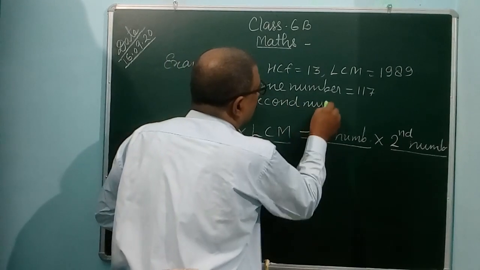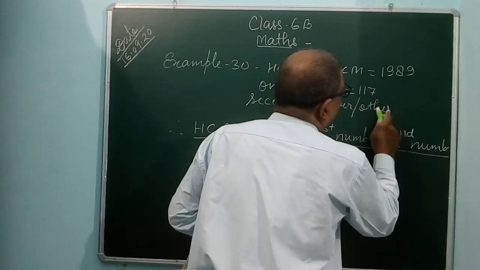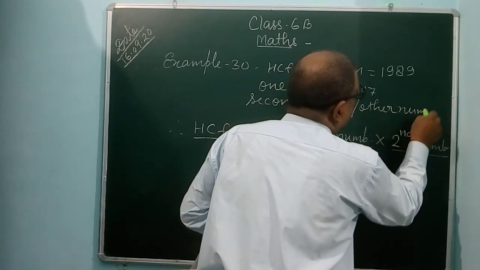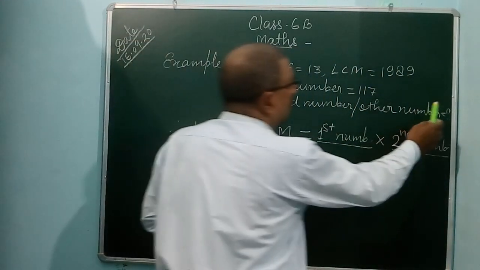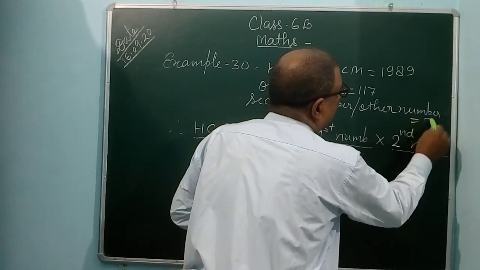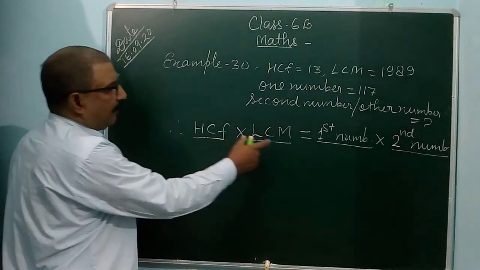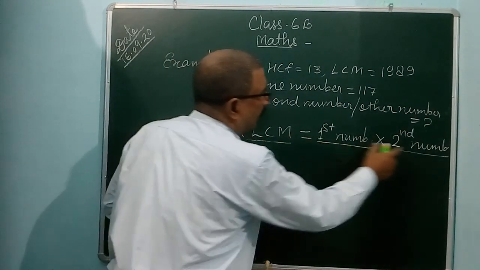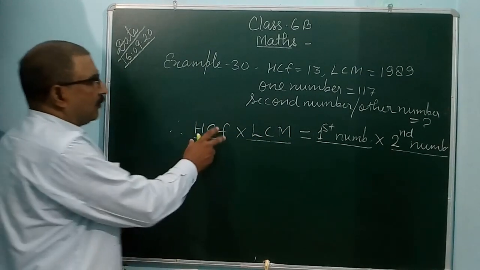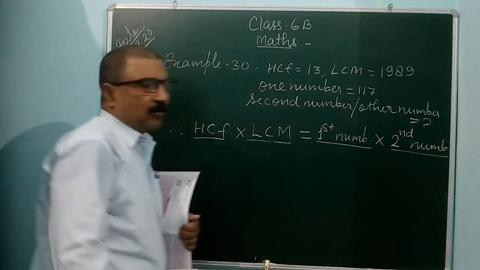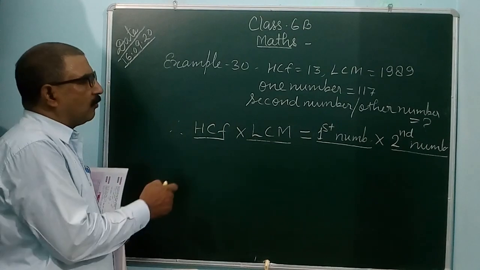Other number, same thing. You can find out the other number. So in this way, other number, question mark. What is the other number? Other number means second number. So see, HCF multiplied by LCM is equal to first number multiplied by second number. This is the main formula. You can fill in the values and find out the value you need, or you can set this formula in this way.